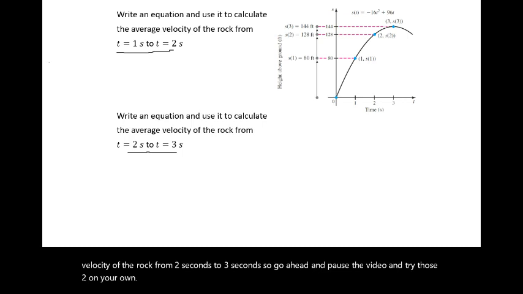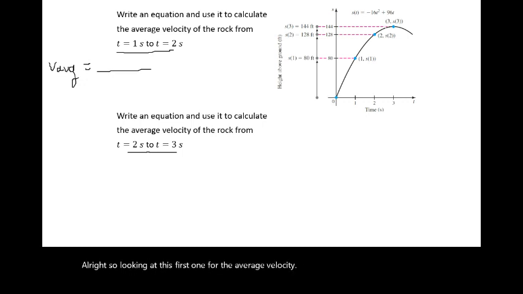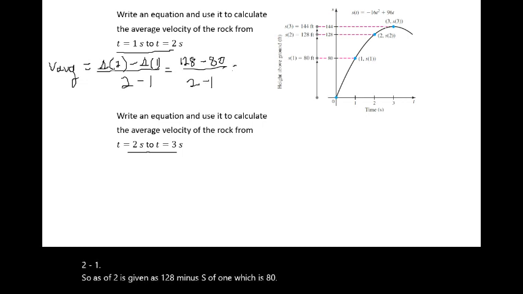All right, so looking at this first one, the average velocity is going to be the change in displacement divided by the change in time. So the change in displacement is the ending position, s of 2, minus the starting position, s of 1, divided by the length of the time interval, 2 minus 1. So s of 2 is given as 128, minus s of 1, which is 80, over 2 minus 1 gives us an average velocity of 48 feet per second.